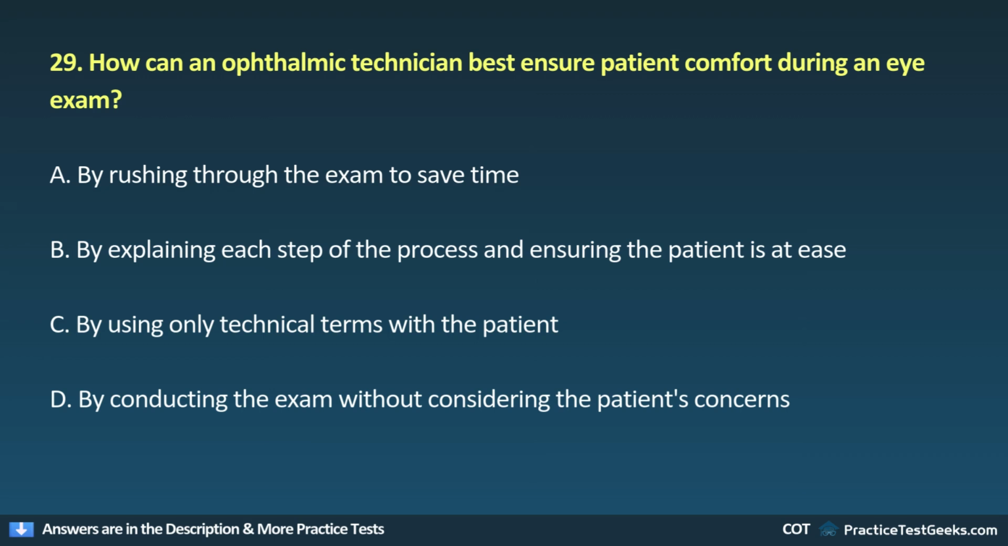29. How can an ophthalmic technician best ensure patient comfort during an eye exam? A. By rushing through the exam to save time. B. By explaining each step of the process and ensuring the patient is at ease. C. By using only technical terms with the patient. D. By conducting the exam without considering the patient's concerns.